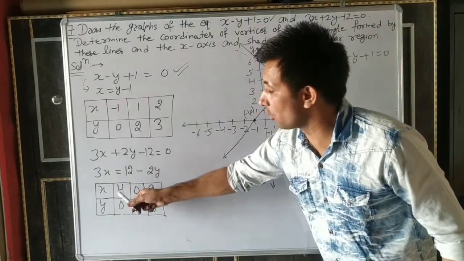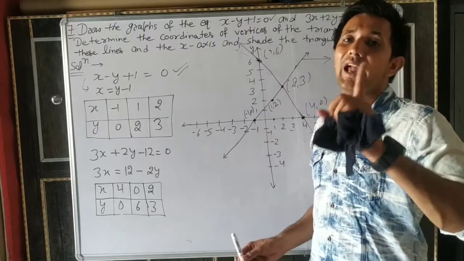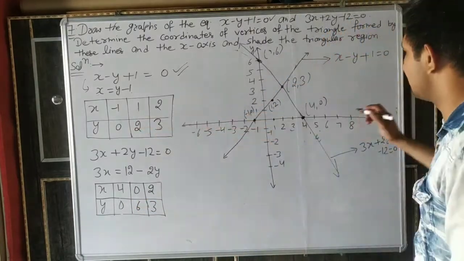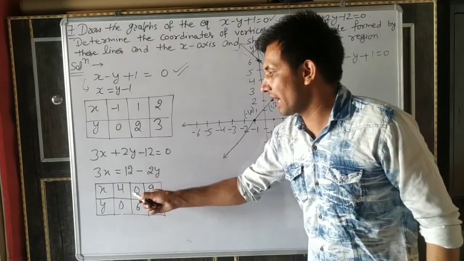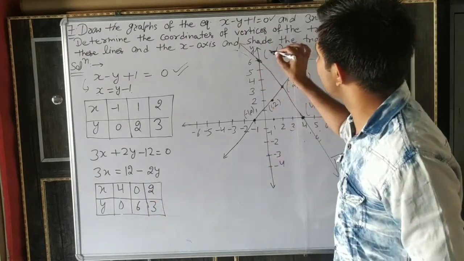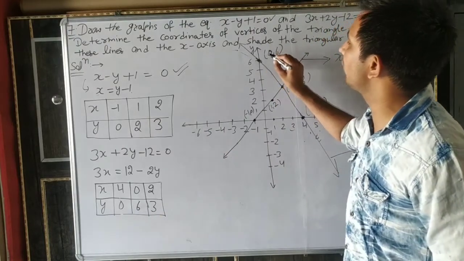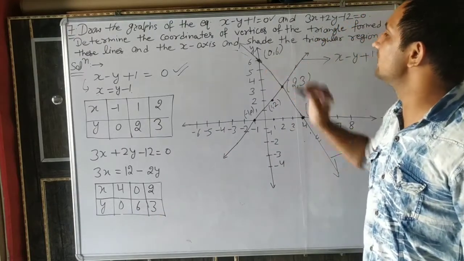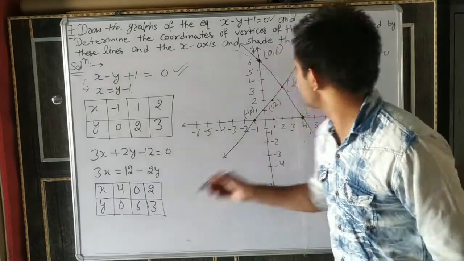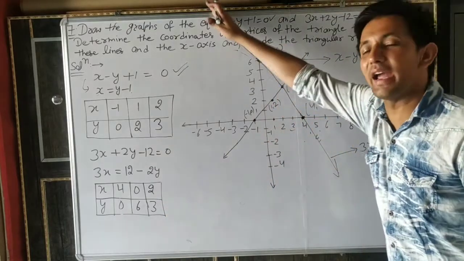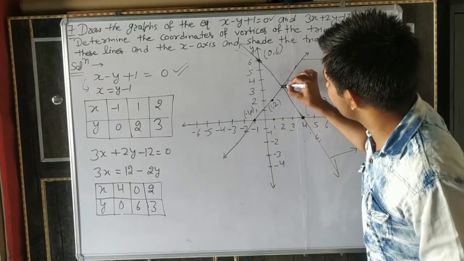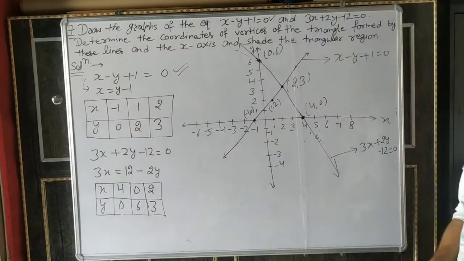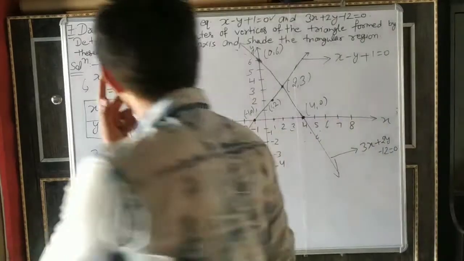Next is x is 4, y is 0. Y is 0 always on the x-axis. So it is 4, 0. Next is x is 0, y is 6. Next is 2, 3. So this is the point, and we join these lines. So we observe that these two lines intersect each other at 2, 3. Now we will see the next question.